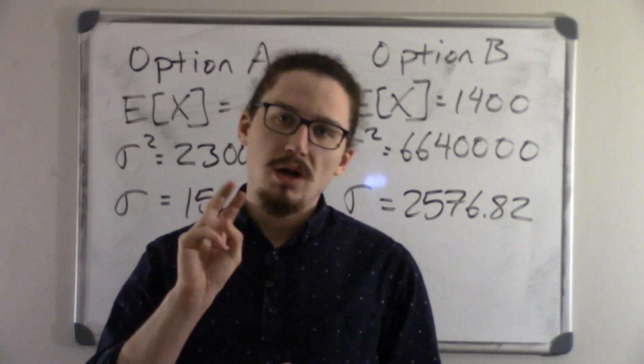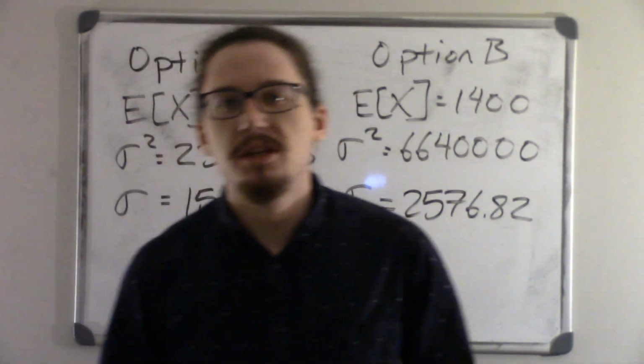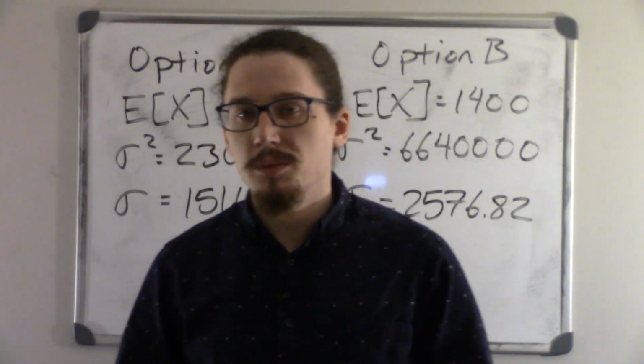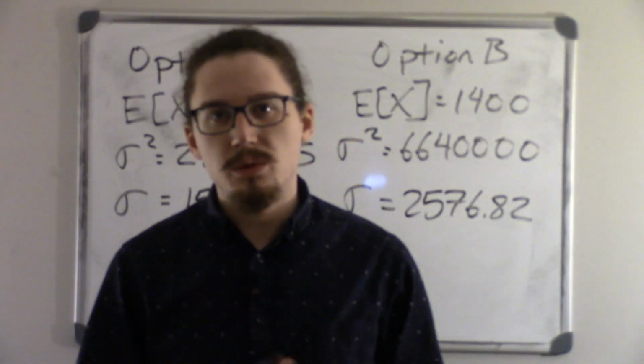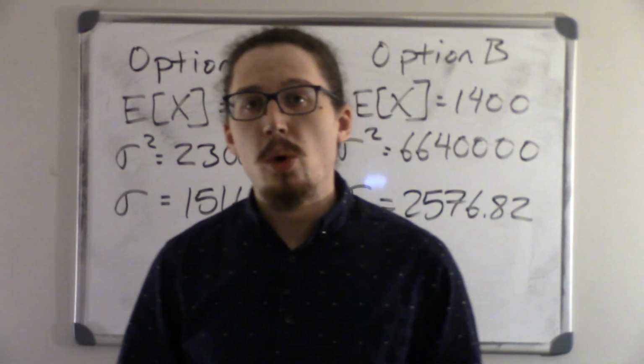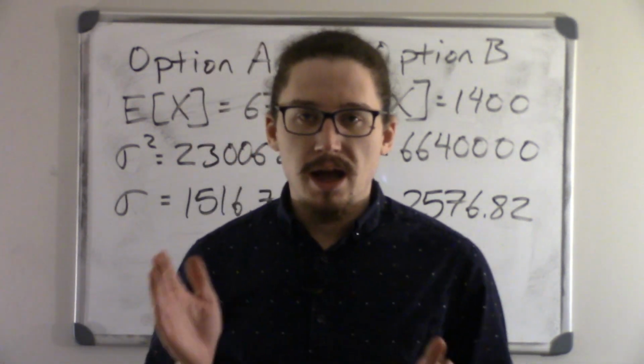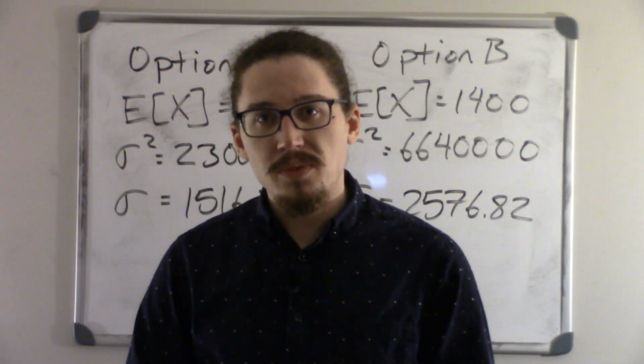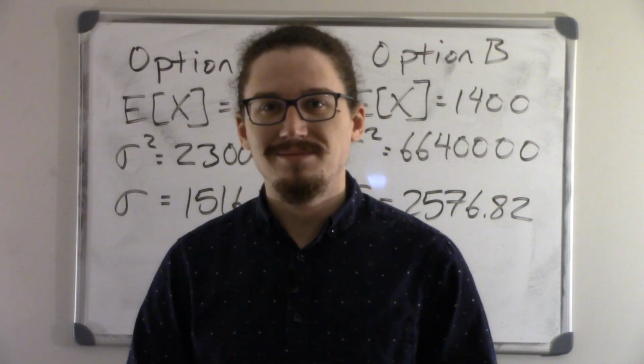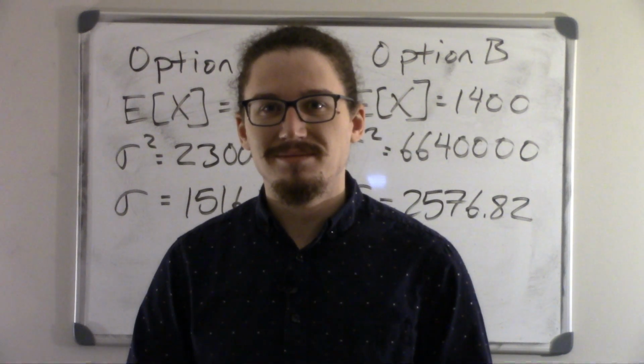In the next couple of videos, we're going to be looking at two specific types of distributions. We're going to look at the binomial distribution first, and then we will be looking at the Poisson distribution. But that's it for this video, and I'll see you in the next one.